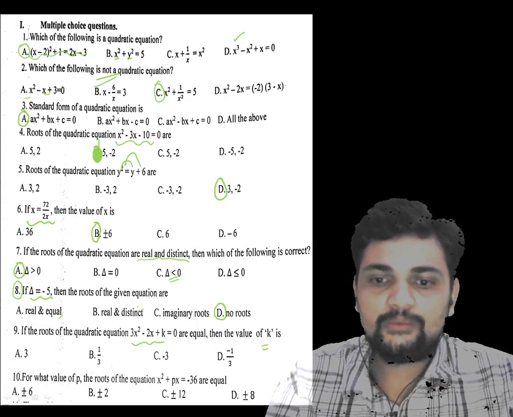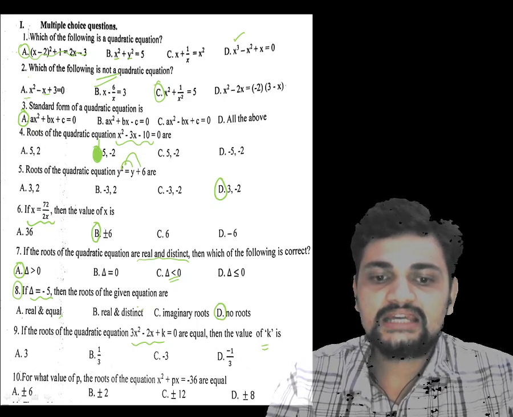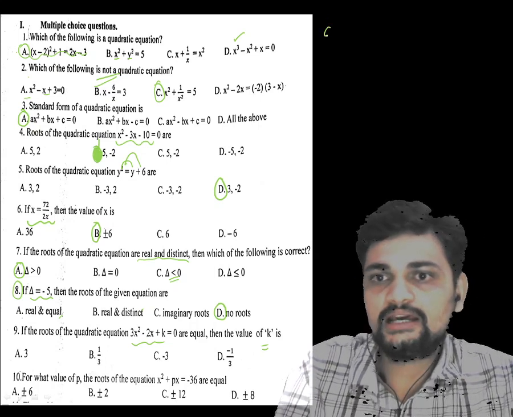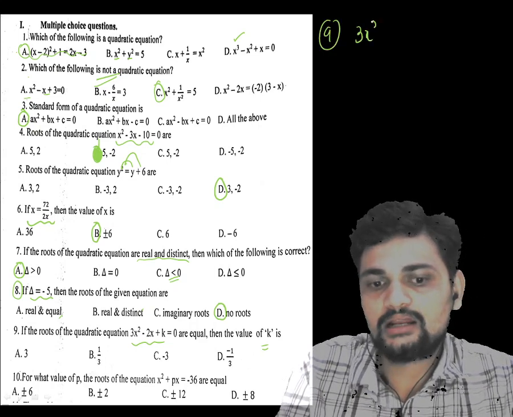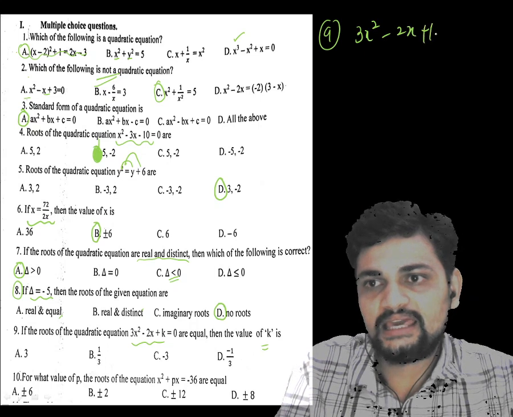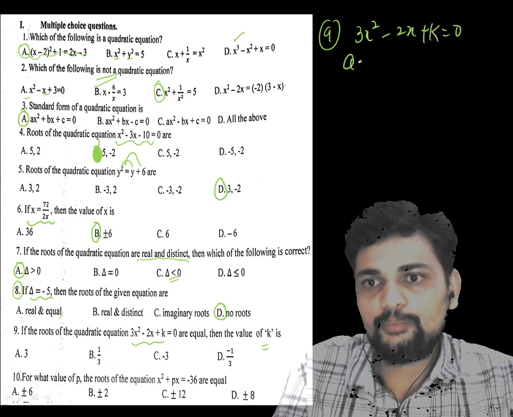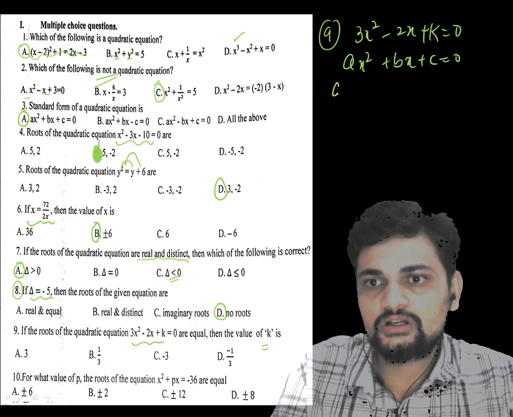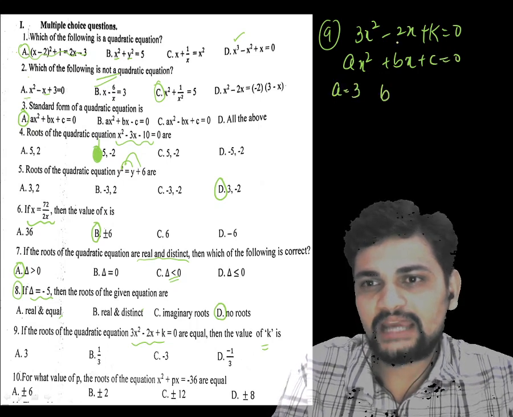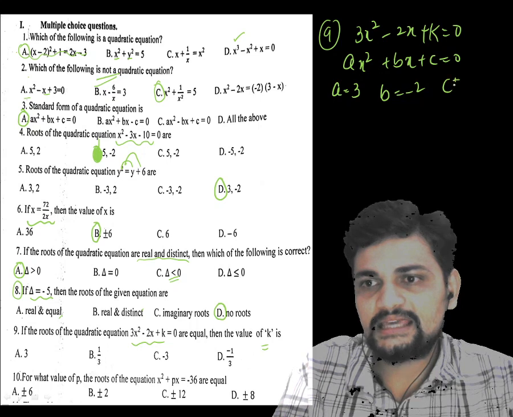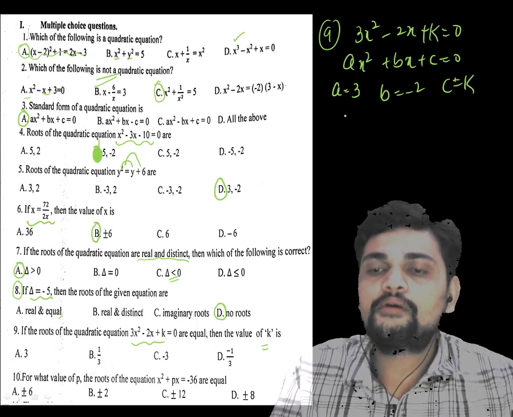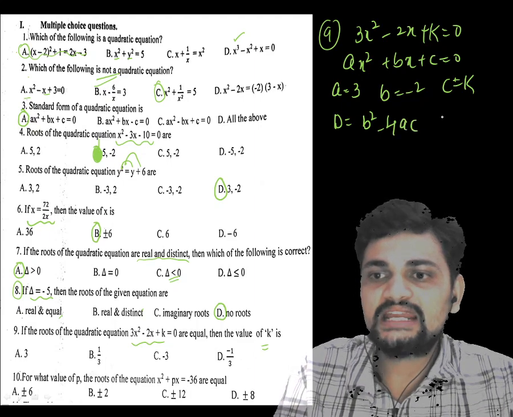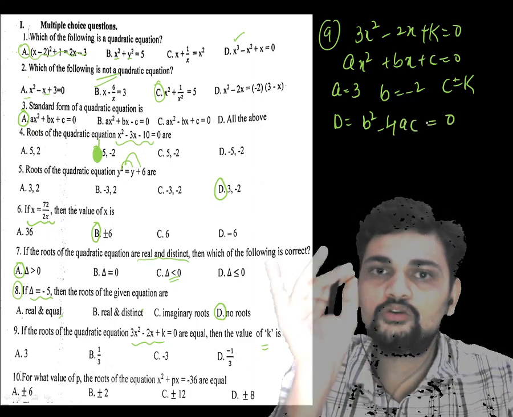So let me copy the equation. Equation is 3x square minus 2x plus k. So let me do it here. 3x square minus 2x plus k equals to 0. If you compare with the standard equation, you will get the values of a, b, c. So a is 3, b is minus 2, and c is k. Discriminant is given by b square minus 4ac. Here roots are equal, so discriminant value is equal to 0.